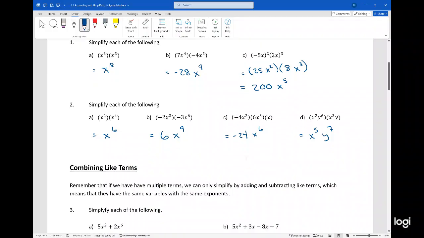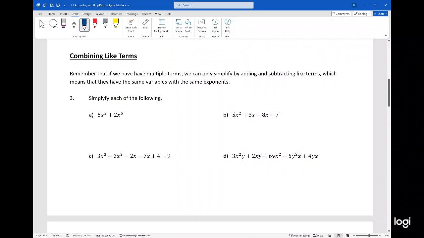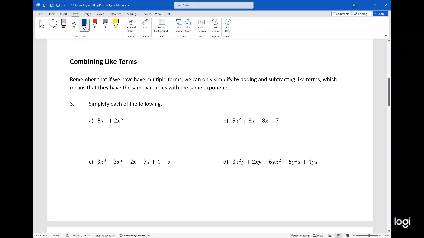Moving on, let's combine some like terms. Most people have no problem with this one, although I still have students even in the senior grades that forget what happens when you simplify terms with variables. A lot of people will take a variable and square it or cube it or do some other weird things with it. Like terms just means that we have two things separated by pluses or minuses and that they have the same variables with the same exponents.